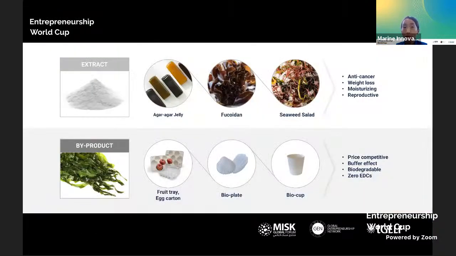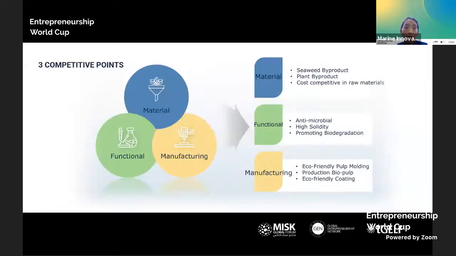We have 2 product lines: products made of seaweed extract, which are used in the food industry, and products made of byproduct, which is the waste, which can be used as an alternative to wood. Marine Innovation's seaweed-based products are not just making green improvements; they are 100% eco-friendly materials, biodegradable in 60 to 90 days, with a money-making model built on green initiative, sustainable functional solutions, and technology innovation.